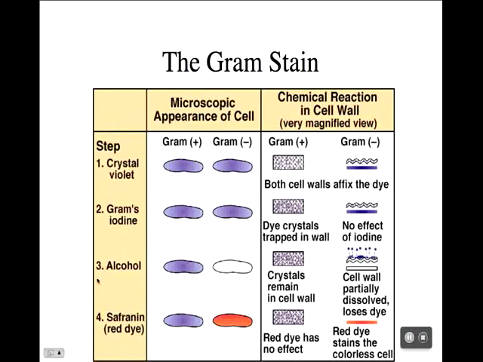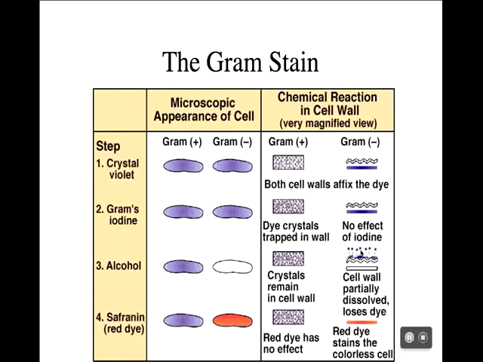Now, the next step, we're going to add alcohol. Alcohol acts as what we call a decolorizer. First off, alcohol on top of peptidoglycan. Peptidoglycan is that thick carbohydrate structure. Alcohol does not penetrate it, so nothing happens there. However, on a gram-negative, you have a membrane on the outside. Well, it turns out that alcohol will very effectively dissolve fats and lipids, and that's what a membrane is. So the alcohol will dissolve the outer membrane of a gram-negative.